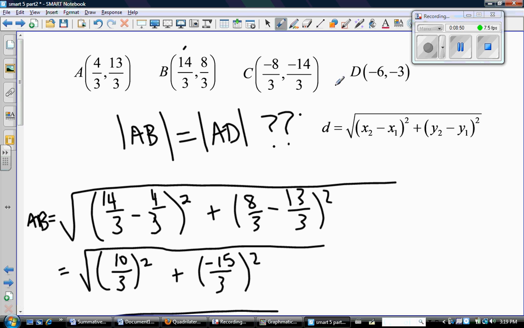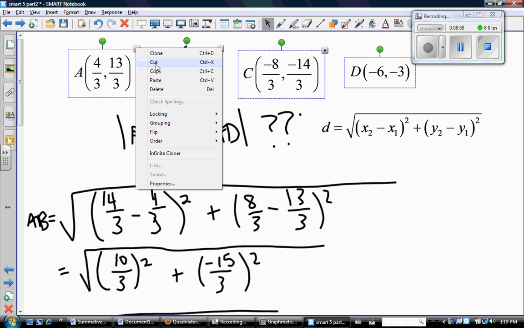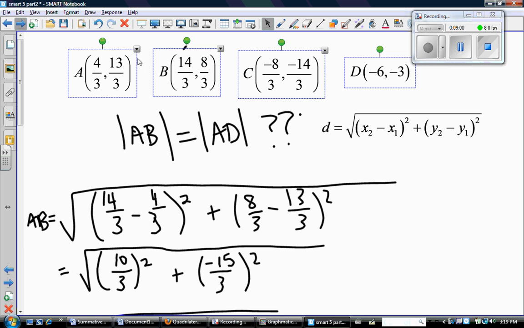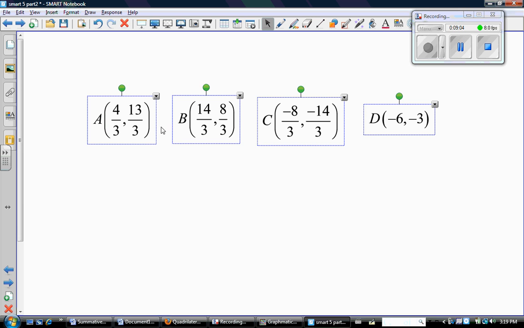So now we have to find the length of AD and see if we get the same value, yay, rhombus, or a different value, yay, parallelogram. So let's go to the next page. And again, we want to find the length of A and D.